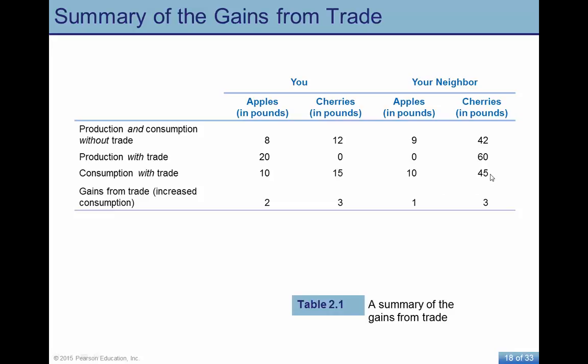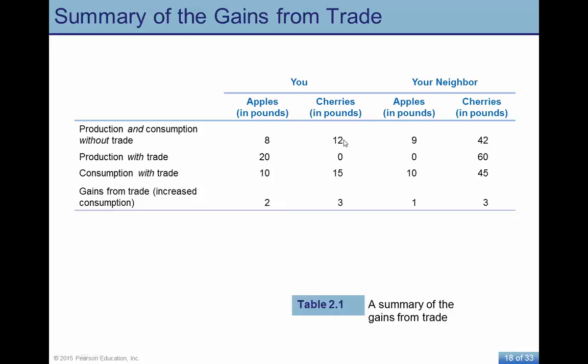So how many cherries are left for your neighbor after giving you 15 pounds of cherries? 45 pounds of cherries. Gains from the trade: increased consumption. Look at here. Before the trade, you were consuming 8 pounds of apples. After the trade, you consume 10 pounds of apples. So you consume 2 pounds more apples.